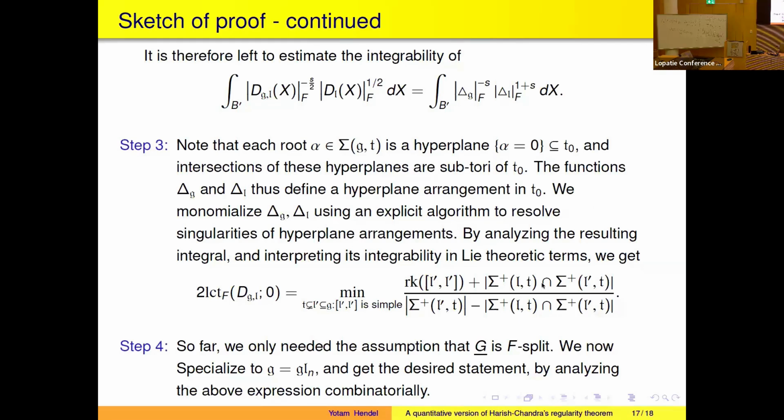And we can show that we can take this minimum over only certain Levi subalgebras. And by crunching this more, we get this expression that I showed. But the crucial part is really translating this into the language of hyperplane arrangements. Then we can resolve singularities, we can give this interpretation, and this is something we do next.